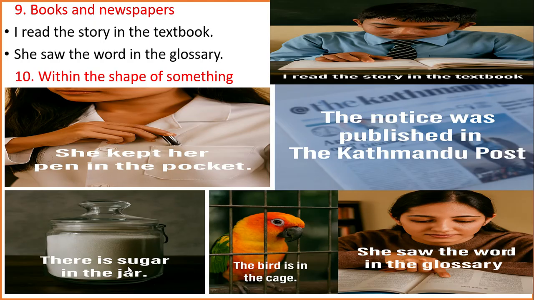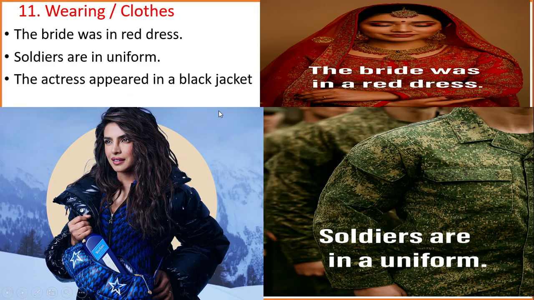There is sugar in the jar. The bird is in the cage. So all these three examples show shape. Now, next example: wearing and clothes. So the preposition "in" can be used with wearings and clothes. So, the bride was in a red dress.